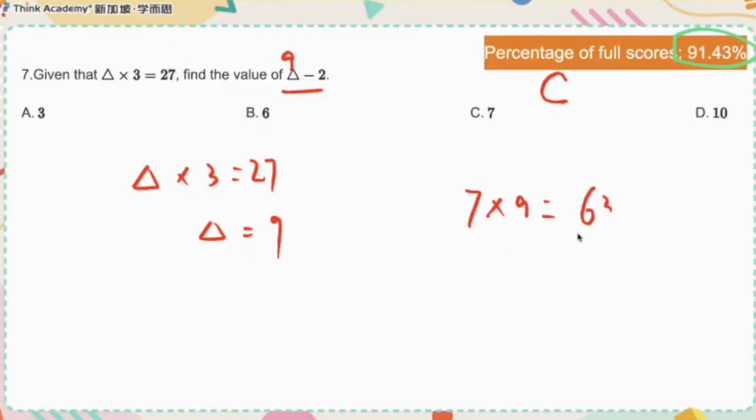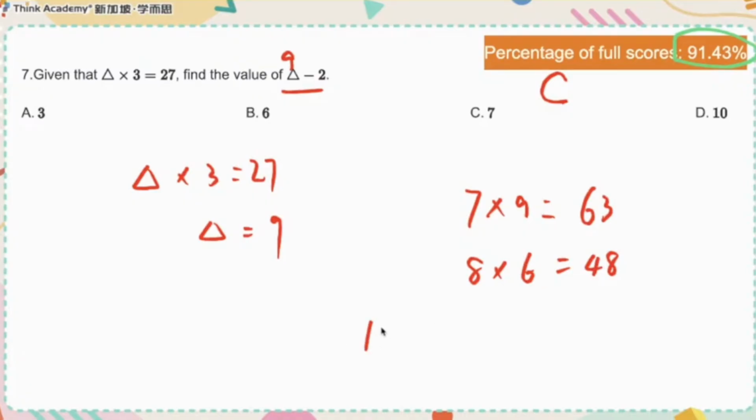Okay, 63. Then how about 8 times 6? Okay, good job, Maggie, Luna. Okay, good job, everyone. 48. And then let's see, how about I give you a super hot one.